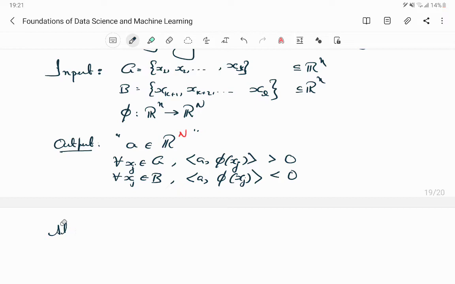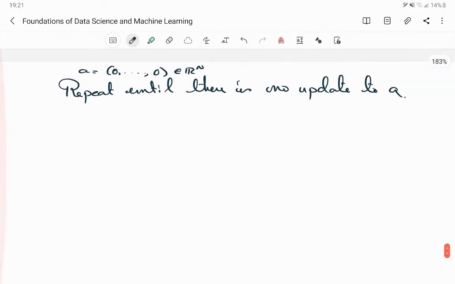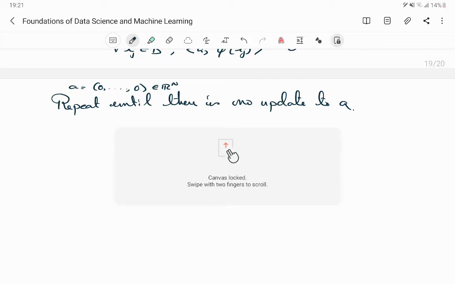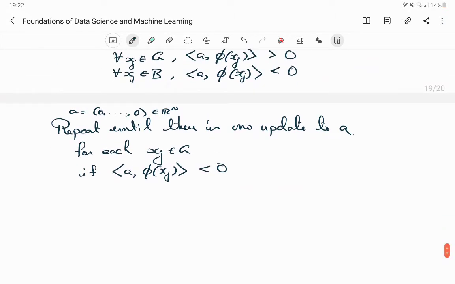Now the algorithm should be simple, right? The same thing, I'm just rewriting what we did earlier. Repeat until there is no update to a. But before that I should start with initializing a to the zero vector, so a is a capital N length vector. And then for each xj which is good, if it is wrongly classified, that is, if a inner product with phi of xj is less than 0, which means it violates our requirement, let me call these two conditions star. If it violates star, then we update the weight vector. We say a is now equal to a plus phi of xj, right?